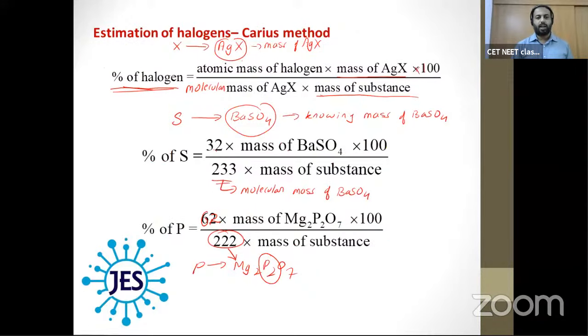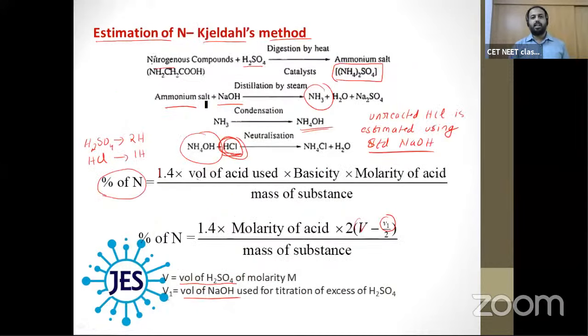Yes, this is for halogen. Yeah, this is Kjeldahl's method. Look, percentage of nitrogen. There are two formulas. You should know which formula to use. Okay? You should know when you are supposed to use the given formula.